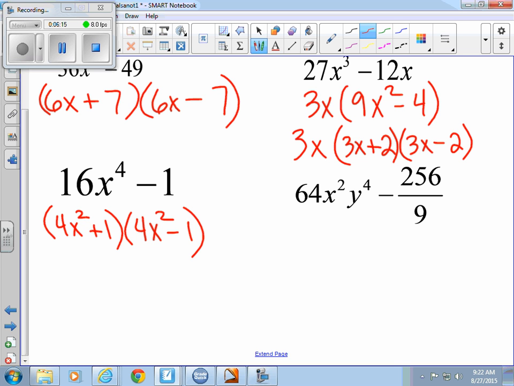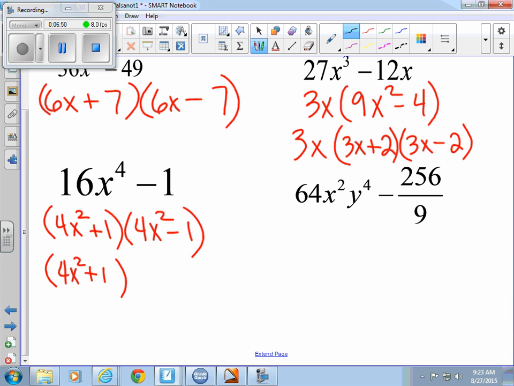What do you mean simple? Is there another difference of perfect squares? 4x squared and 1, are those both perfect squares? Is there a subtraction in it? Is this one a difference of perfect squares? Why not? So this one I can't do anything with. I'm going to leave it alone. It doesn't factor that way.